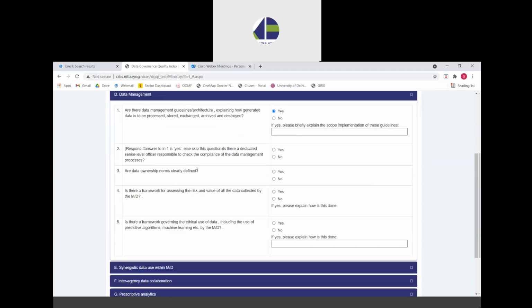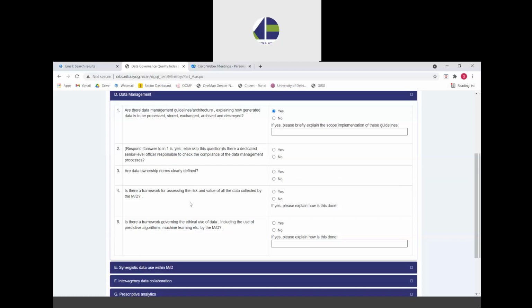Then we have the next question on whether data ownership norms are clearly defined. Data ownership norms are important so that whenever data is being shared with any other ministries or any other parties, or it is being released in public, it is very important to know who is the owner of this data, so that the source or the origin can be traced. Therefore, the ministries can answer yes or no depending on whether they have clearly defined and documented these norms or not.